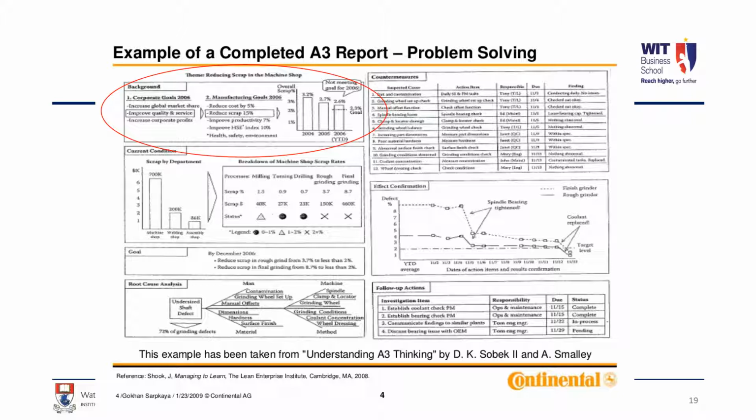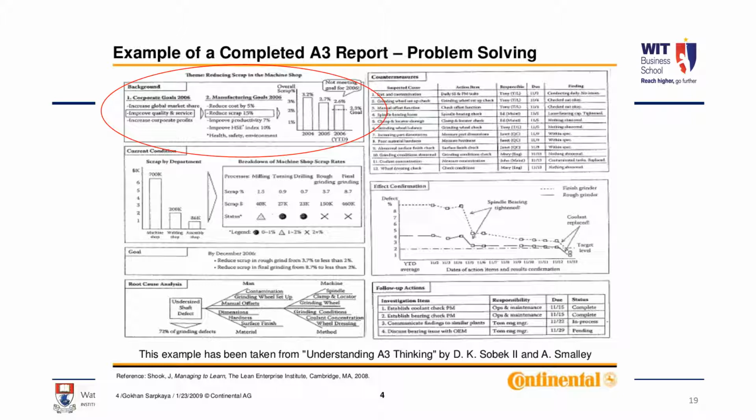Like many organizations, a typical corporate goal might be to increase global market share, improve quality and service to customers, improve our profitability, etc. And they're highlighting there that this particular A3 is in the area of improving quality and service. In the next column, they highlight the manufacturing goals for 2006. Okay, so it relates to this particular goal of reducing scrap by 15%. And then they talk about how it relates to that.